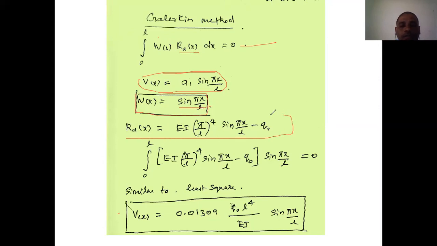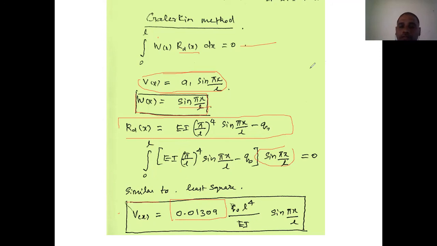Okay. Again, what we are supposed to do is apply this in the integral equation. Here, instead of w of x, we will have sine pi x by l. Instead of Rd of x, we will have this term. Okay. So again, we will have the replica of the equation which we discussed in the least square method. So we get the same equation. Okay. So a similar kind of answer you will get in the case of the Galerkin method. So you will get the equation as 0.013.